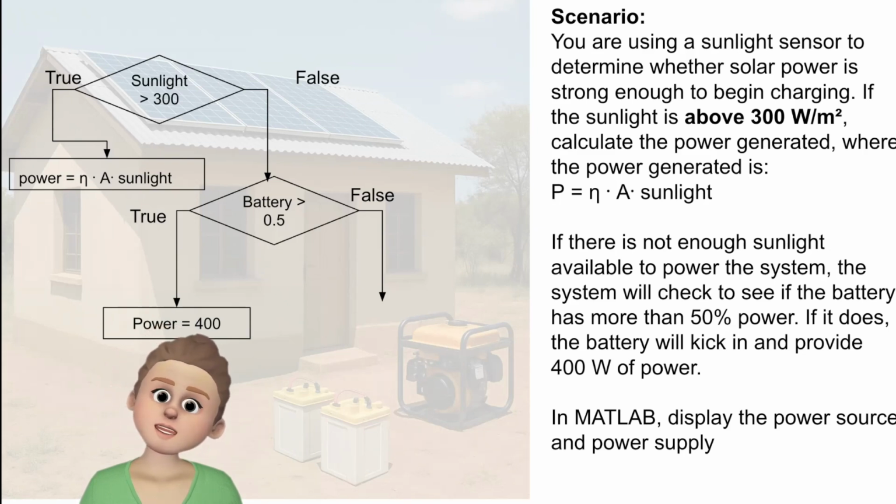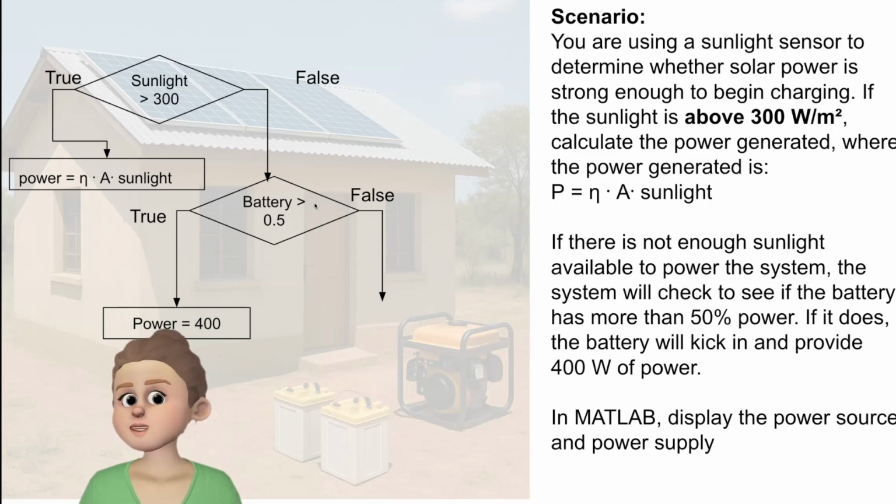But if the sunlight is less than or equal to 300, MATLAB's going to check the next condition. So the next thing I'm going to do is see if the battery has more than a 50% charge. If that's true, then my power will be set to that constant of 400. If that's not true, then there's going to be no power. And so we'll see how we can deal with that in MATLAB. So let's move back to MATLAB. Again, we'll start with our same script and just edit it to add in this extra condition.